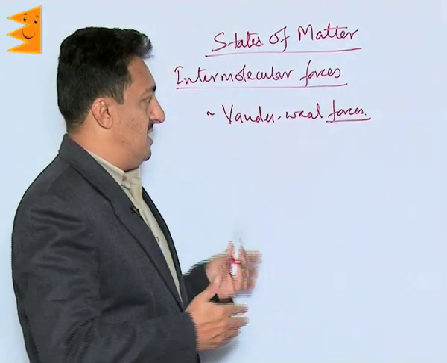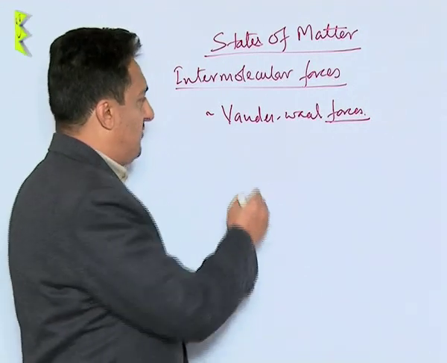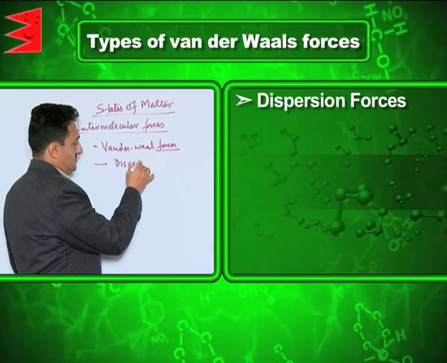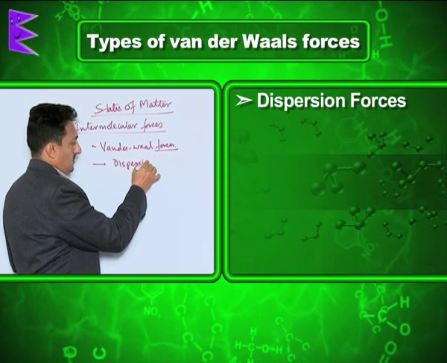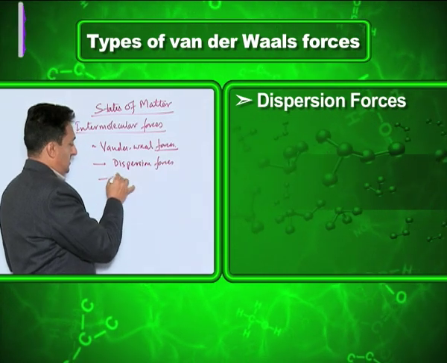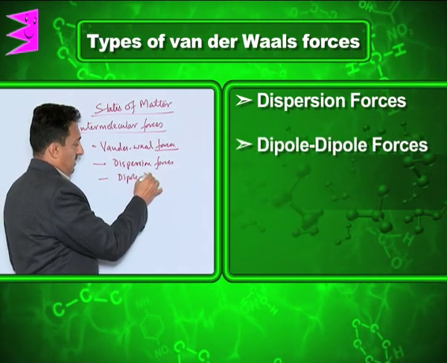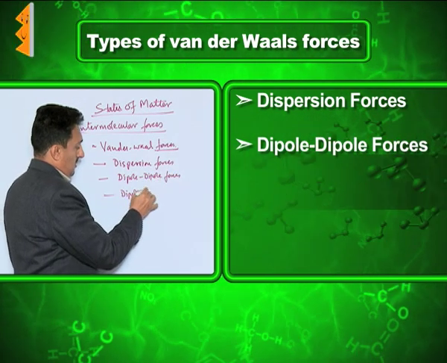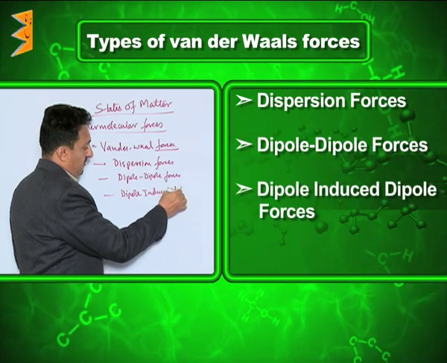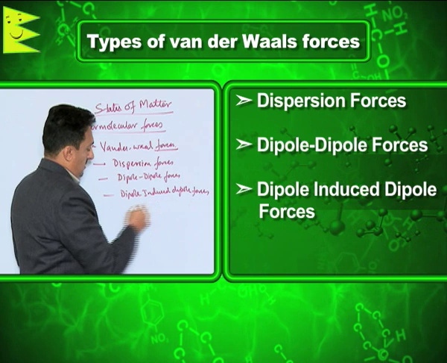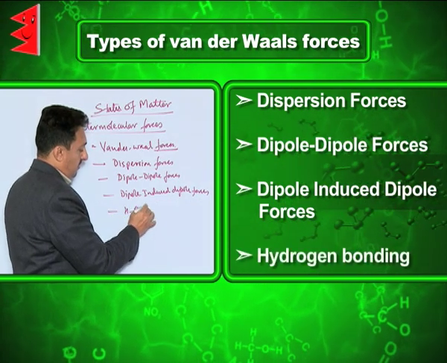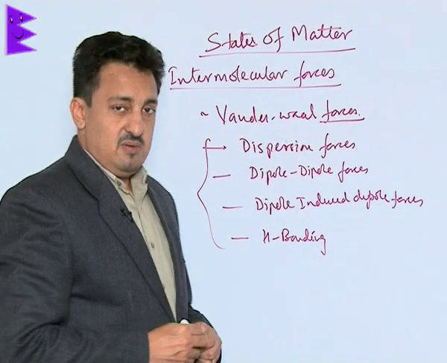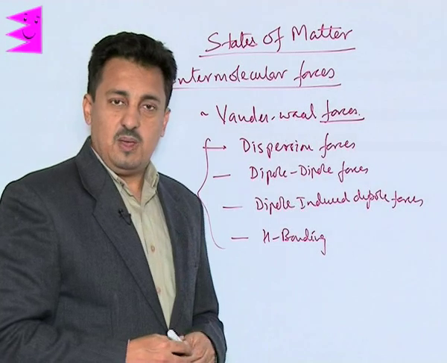So all these forces are called van der Waals forces, and these forces include mainly the dispersion forces, dipole forces, dipole-induced dipole forces, and even hydrogen bonding, which is the strongest out of all the four. So let us take these forces one by one.